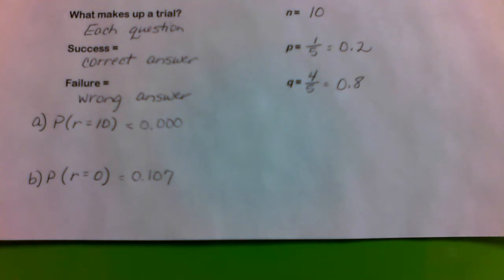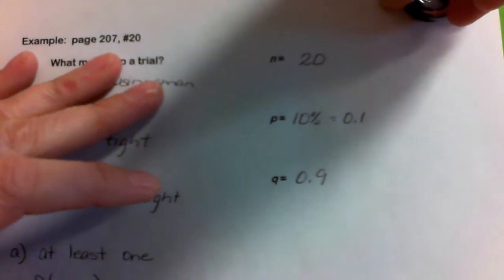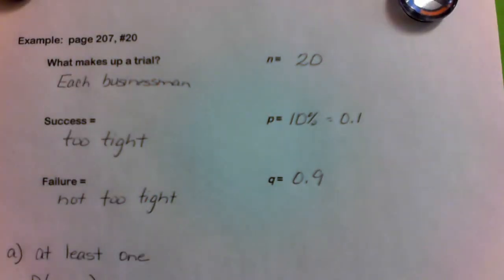Now, there's some additional questions on that, but I'm not going to do every one of those problems, because what I mainly want to make sure is that you can set up the problem, that you can define what a trial is, and that you can define what N and R are. So let's look at number 20 as the last example that we're going to do on this page.